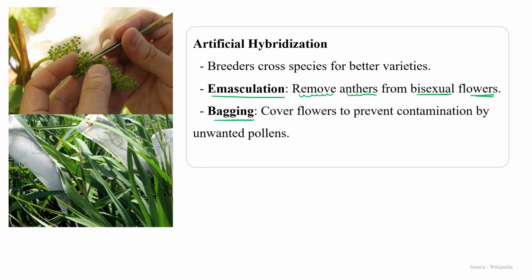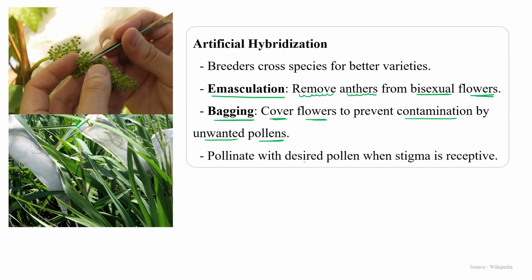Another technique is bagging, which means covering the flower to prevent contamination by unwanted pollen. Unwanted pollen doesn't come through wind and start fertilization. So cover the flower to prevent unwanted pollen from fertilizing that particular ovule. Then pollinate that flower with the desired or specific quality pollen when the stigma is receptive.